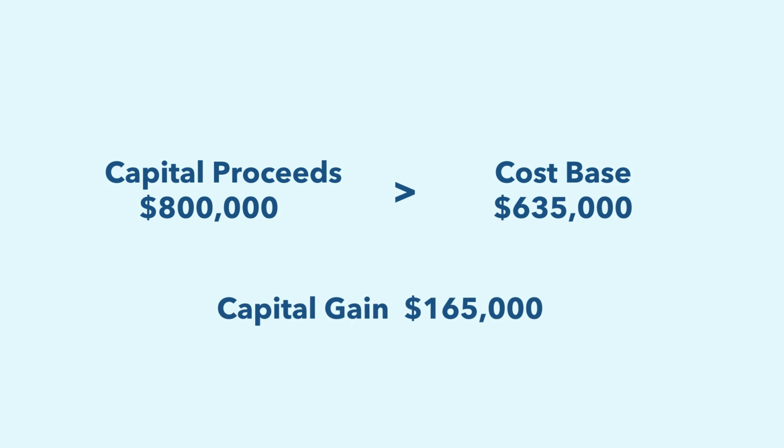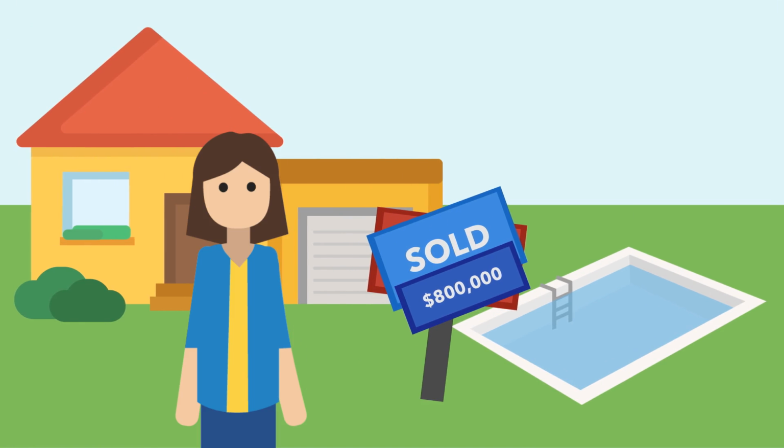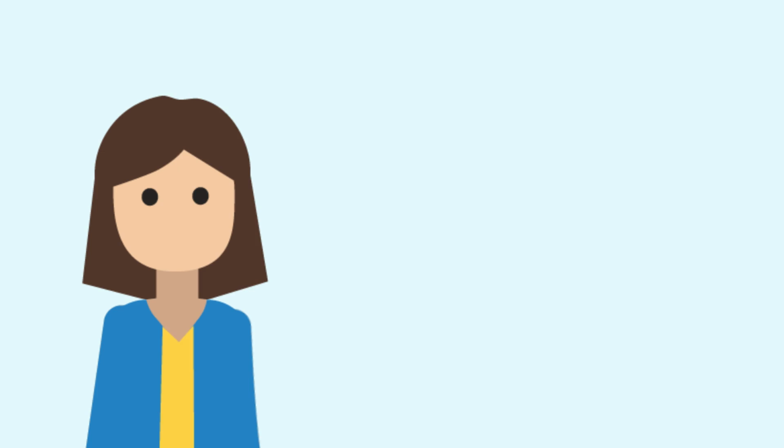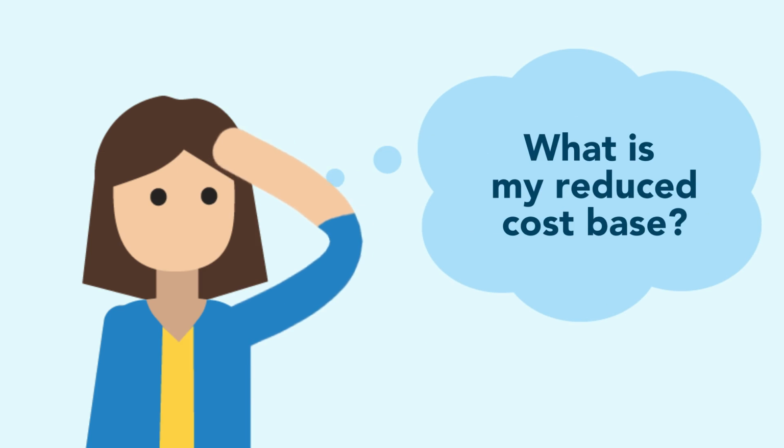In this case, as her capital proceeds of $800,000 exceed her cost base of $635,000, she has made a capital gain of $165,000. Now, we'll pretend that instead of Ms. Smith selling the home for $800,000, she only sold it for $520,000. The capital proceeds of $520,000 do not exceed the cost base of $635,000, so she has not made a capital gain. In this situation, she would then need to calculate her reduced cost base.